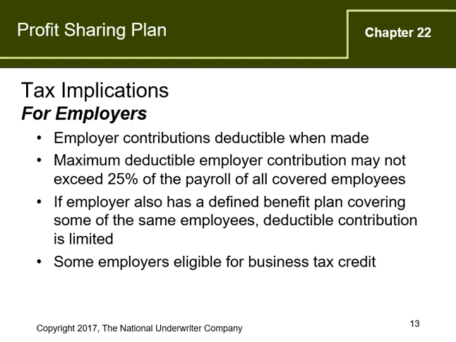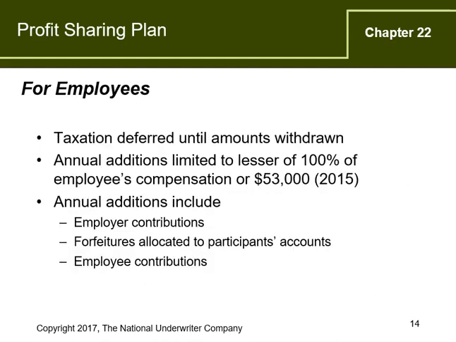Tax implications for employers: the employer contribution is deductible when made. The maximum deductible employer contribution may not exceed 25% of the payroll of all covered employees. If the employer also has a defined benefit plan covering some of the same employees, the deductible contribution is limited, and some employers are eligible for a business tax credit.